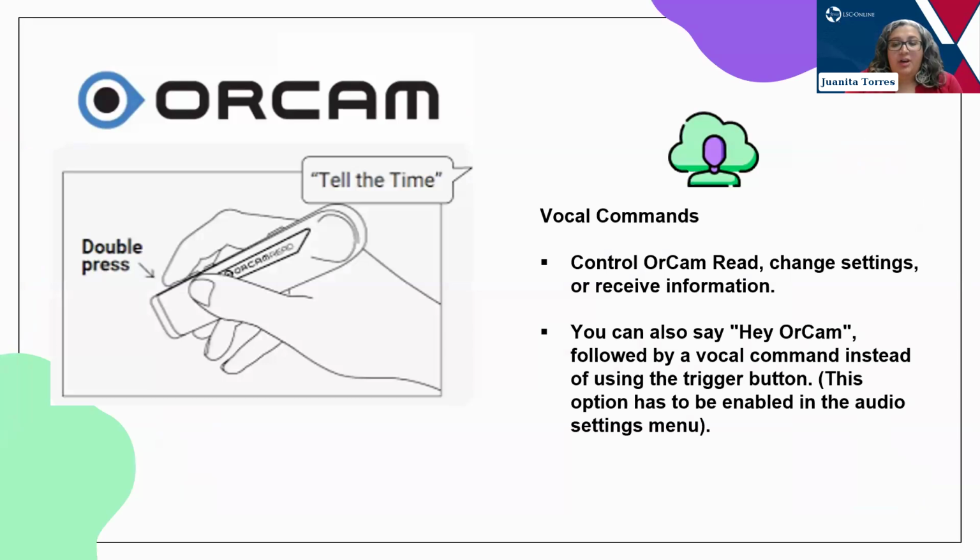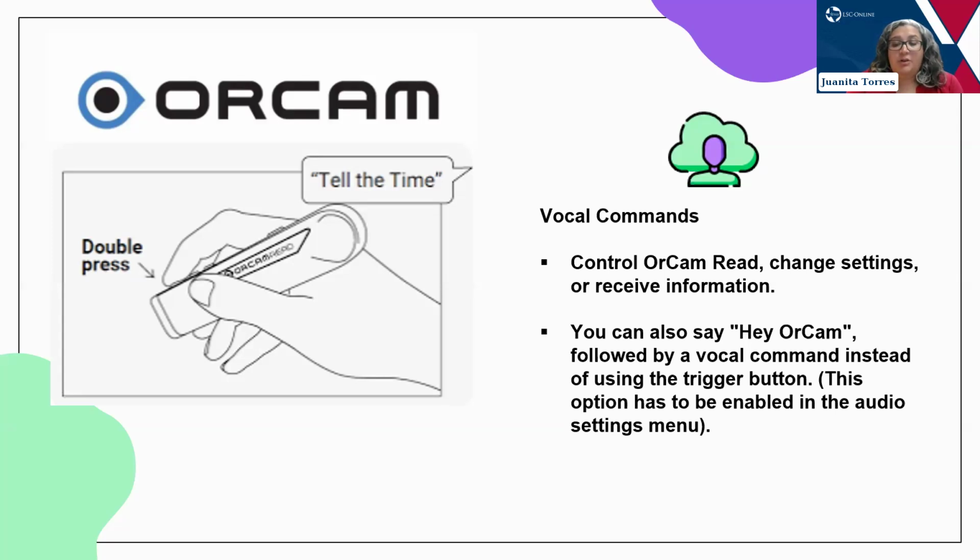All right, the OrCam Read has vocal commands as well. You can change that through the settings. So the way you do that is by double pressing the trigger button. You will hear a long beep. You will then ask a question such as, what is the time? The OrCam Read will then make a chime sound and will tell you the time.